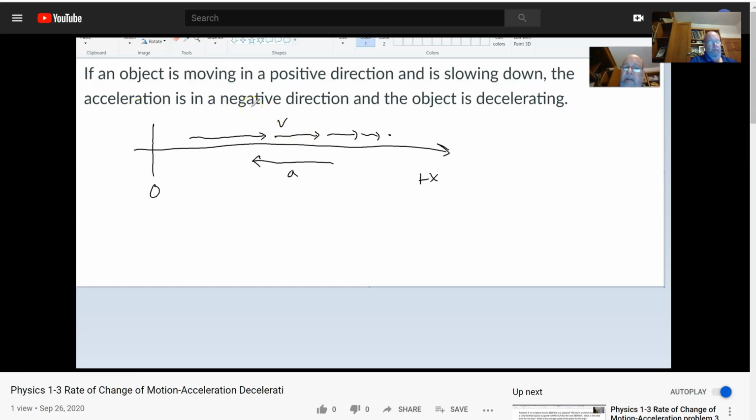Notice that deceleration is not the same thing as negative acceleration. Deceleration just simply means that it's slowing down. Negative acceleration means the acceleration is acting in the negative direction. Not the same thing, right? Okay, so go on to the next scenario.